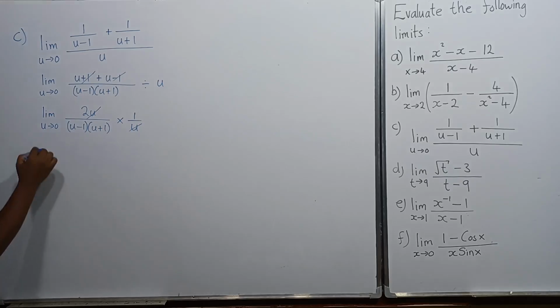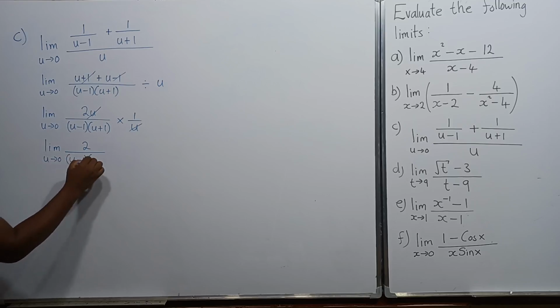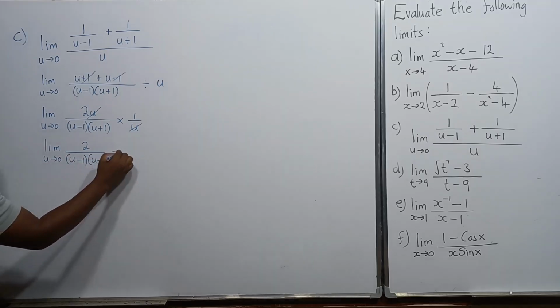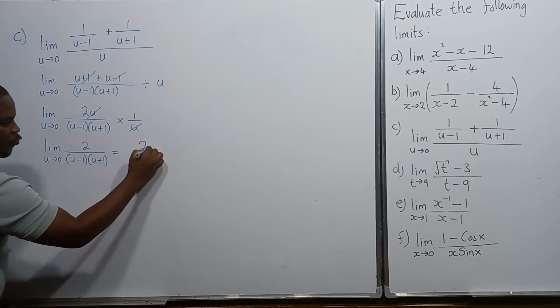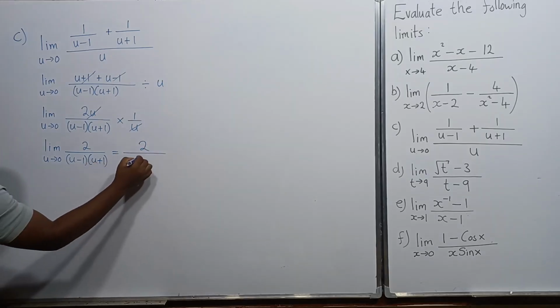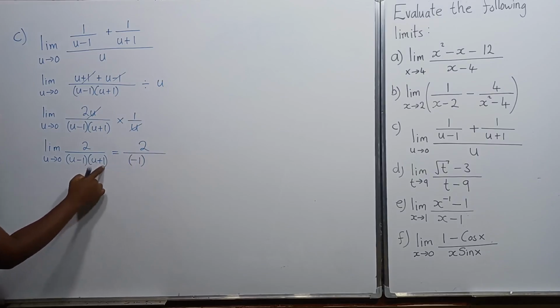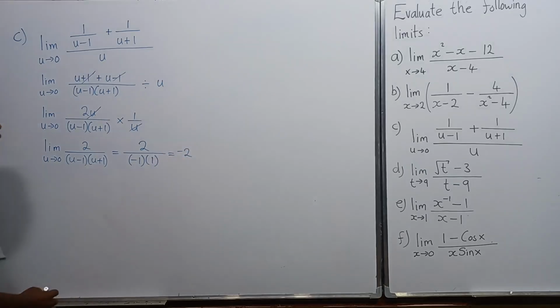So at this stage, we can just say, first of all, we have this 2 in the numerator divided by u minus 1 and u plus 1. So let's apply the limit by replacing u with a 0. So we'll get 2 divided by, that's 0 minus 1, we'll just get negative 1. 0 plus 1, we'll just get a 1. So this just gives us negative 2.